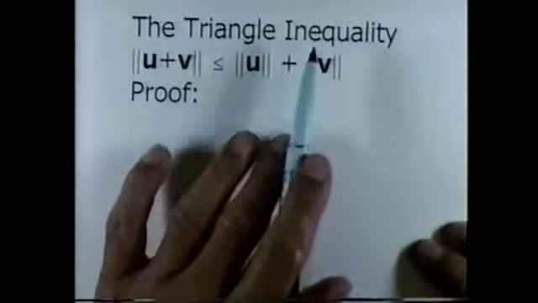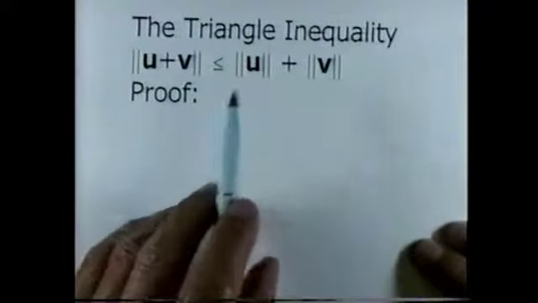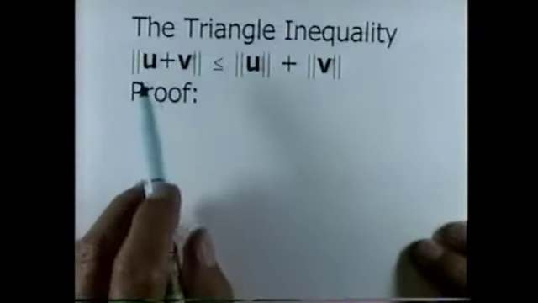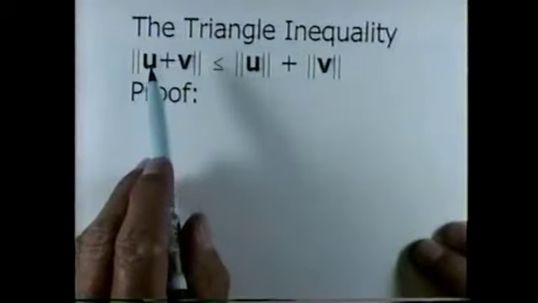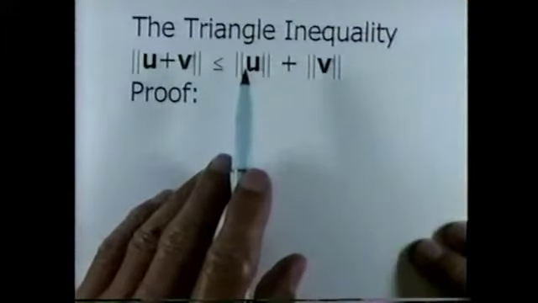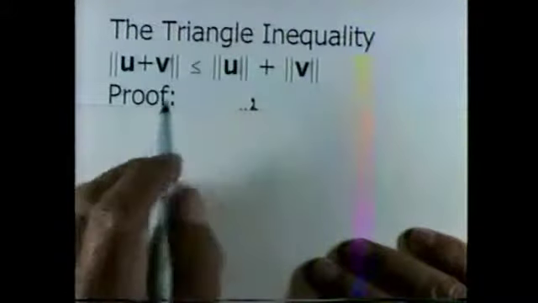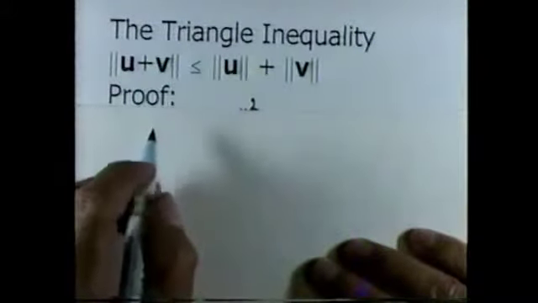Now let's prove the triangle inequality. Let u and v be vectors in n-space. Then the magnitude of u plus v is less than or equal to the magnitude of u plus the magnitude of v. Okay, now let's look at the proof.